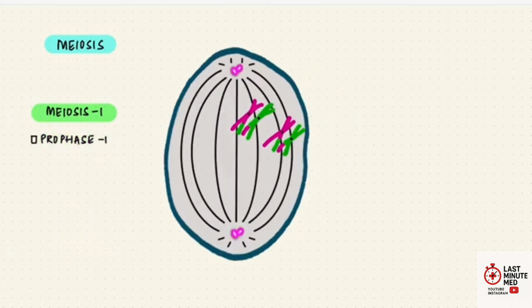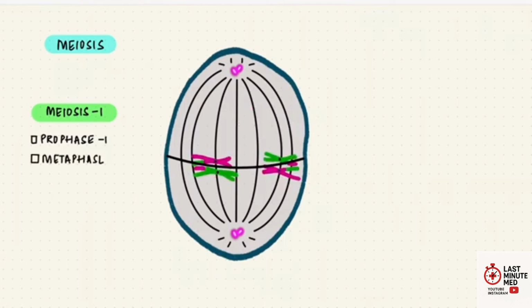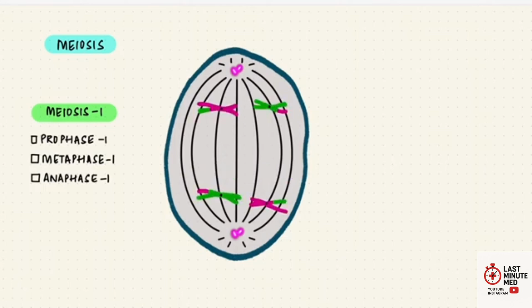Now these chromatids are going to line up along the equatorial plate. Sound familiar? That's because this is metaphase. During anaphase in mitosis, remember there was a split at the centromere? That doesn't happen here. So randomly, one set of chromatids is going to move to either pole of the cell.